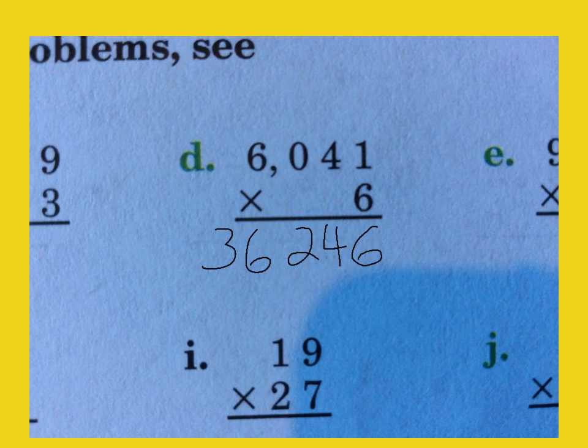The comma goes 3 places over. So the third place there between the 6 and the 2. We got to circle our answer. Our answer is 36,246.